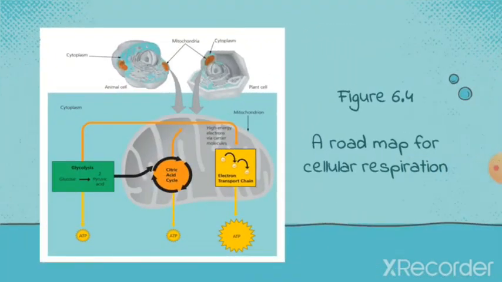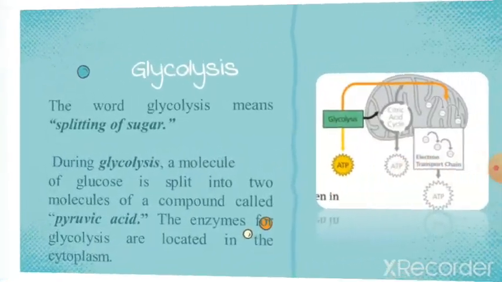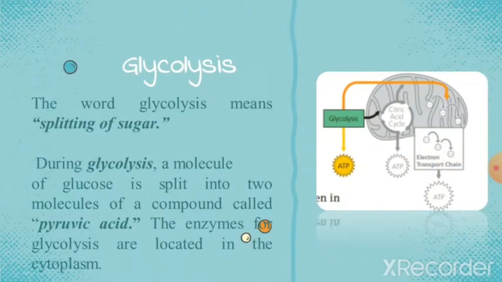So as you can see in figure 6.4, which shows a roadmap for cellular respiration, it is a roadmap that will help you to follow the three stages of respiration and see where each stage occurs in your cells. Now that you have a big picture view of cellular respiration, let's examine the process in more detail.